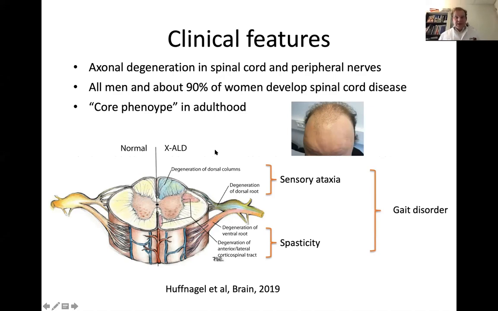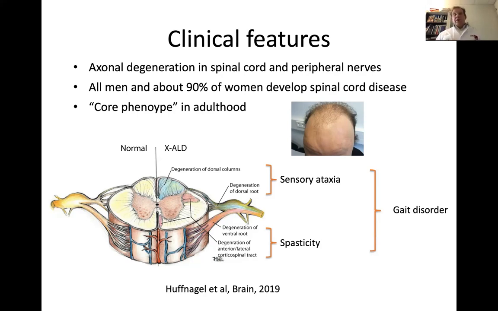Okay. So yes, this is actually maybe the core phenotype of adrenoleukodystrophy in adulthood that virtually all men and most women develop: spinal cord disease. It is characterized by degeneration of primarily the dorsal columns, causing sensory ataxia, and the pyramidal tracts, causing spasticity. These symptoms combined cause a severe gait disorder, and of course also sphincter dysfunction, so incontinence for urine and feces.